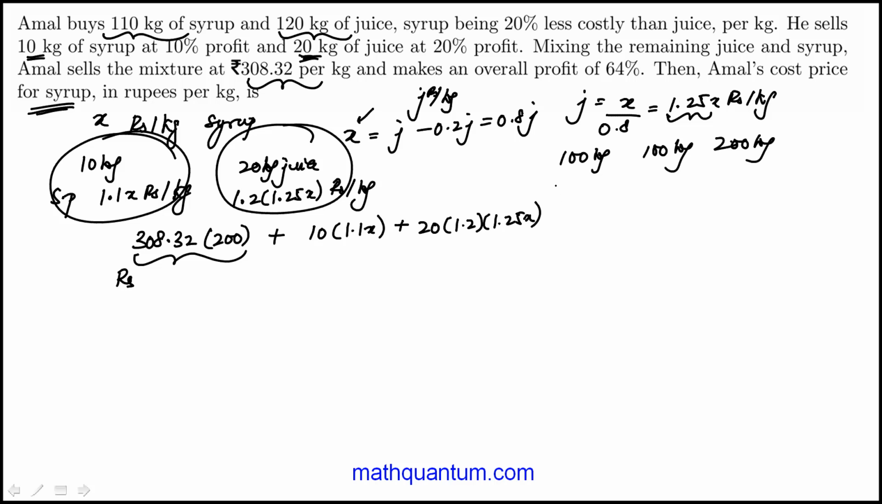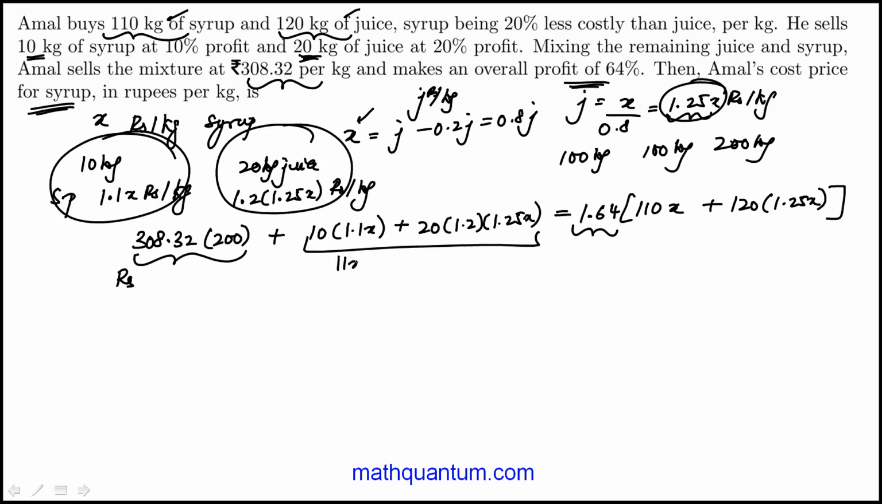So that's the total revenue, and we're told that makes an overall profit of 64%. So this will be equal to 1.64 times the cost for the syrup and juice combined. Because it's a 64% profit, that means that the selling price is a multiplier of 1.64. And that would be 110 kg of syrup times x plus 120 of juice multiplied by 1.25x. So this is the equation that will give us x. Now it's just a matter of doing the algebra. So I'll start with that piece.